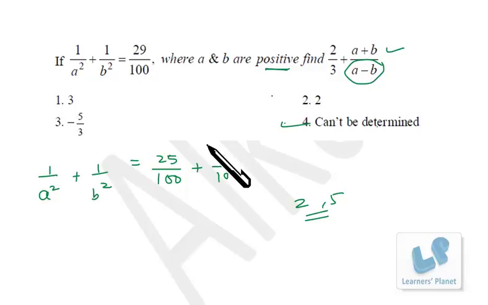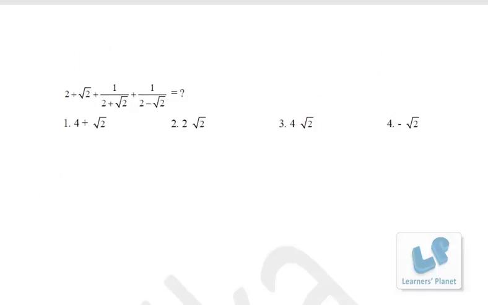Okay, I hope you are clear. Now see this question, a simple one. Here 2 plus root 2, we just leave it as it is and take the LCM of these two. So it will be 2 minus root 2 plus 2 plus root 2. So root 2 will be cancelled. So we are left with 2 into 2 in the numerator, and in the denominator we'll be having 4 minus 2, that is 2. Okay, so we are having 2 plus root 2 plus 2, right? So 2 times 2, that is 4 plus root 2. Simple.